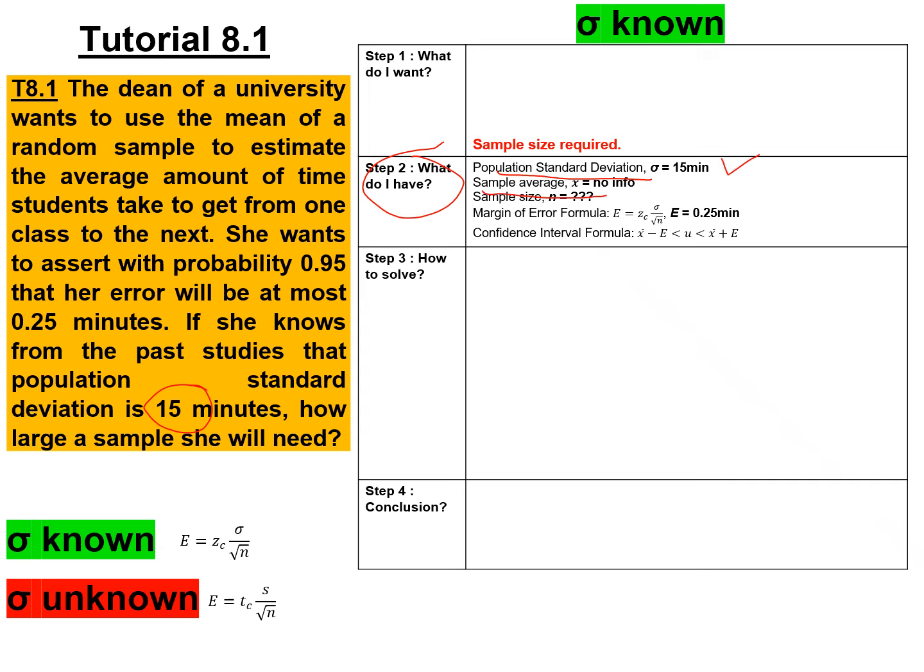The sample average, no, we don't have any information. We don't have the data too. We don't have the first student is 17 minutes, second student is 20 minutes. No, we don't have. Sample size, this is what we are looking for. Margin of error is 0.25 minutes. The dean wants to control the error at 0.25 minutes.